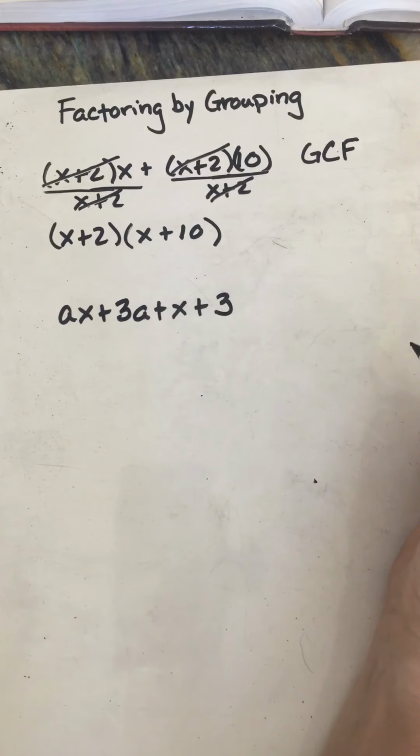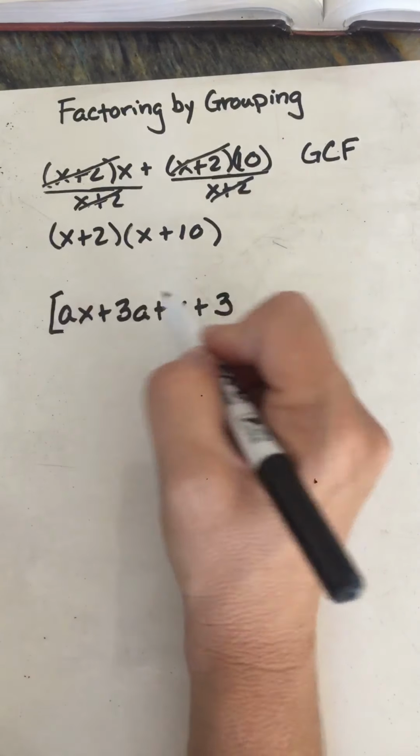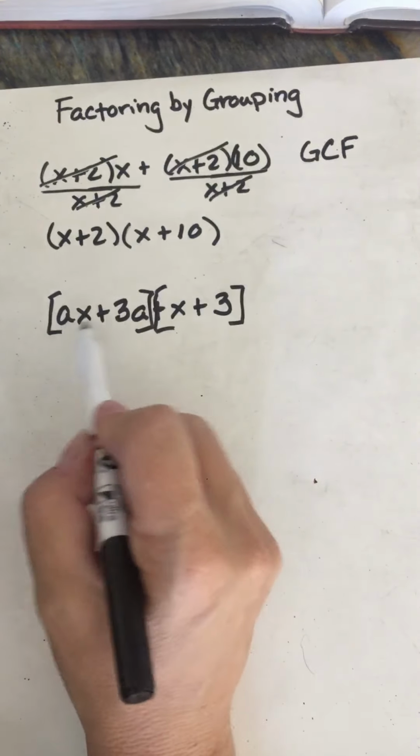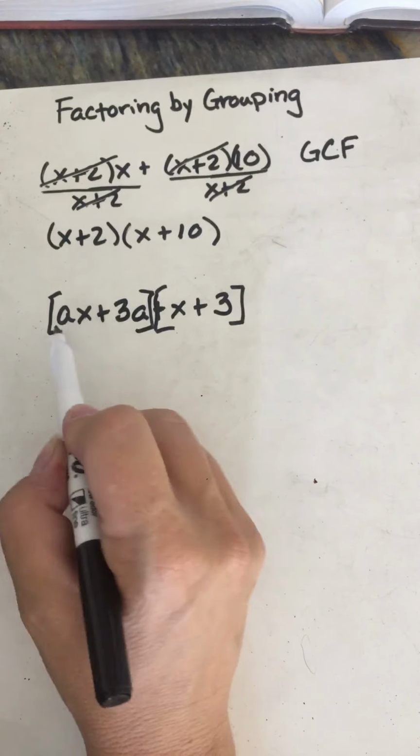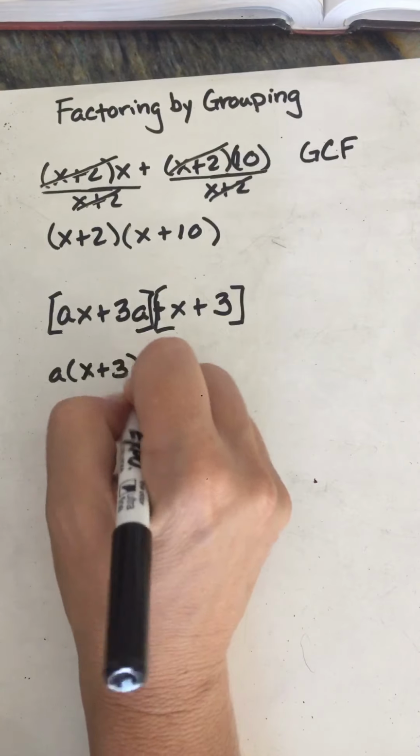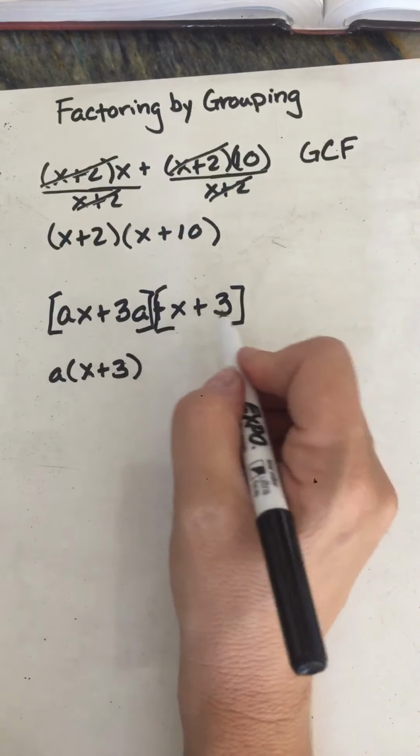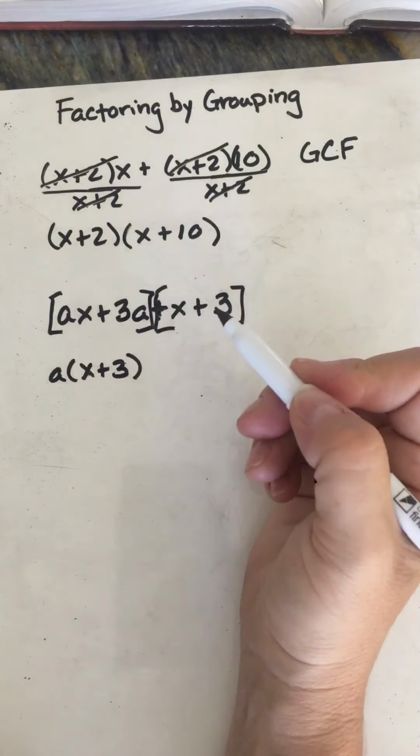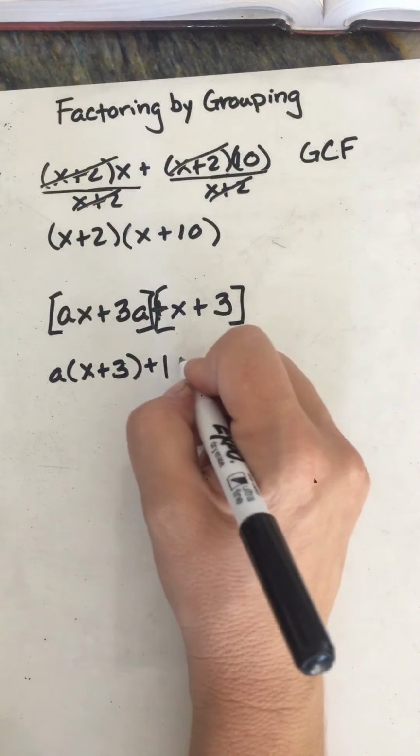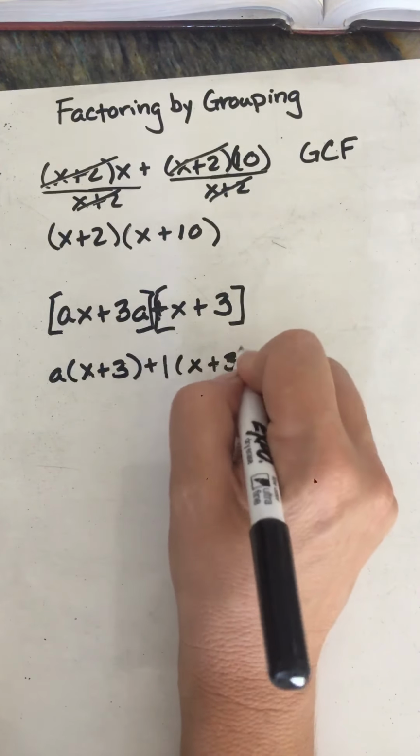All right, so let's group it into two groups of 2. So there's that group of 2 and there's this group of 2. The GCF for the first group, we can divide out an a, so that leaves x plus 3. The second group, there's no GCF. If there's no GCF, then the GCF is 1, positive. And then we are left with x plus 3.